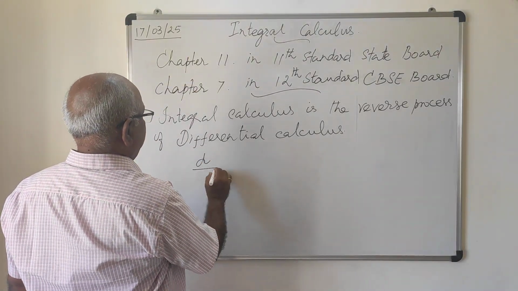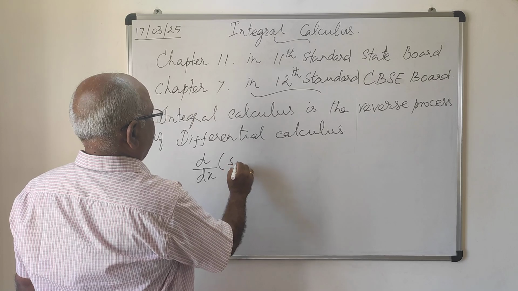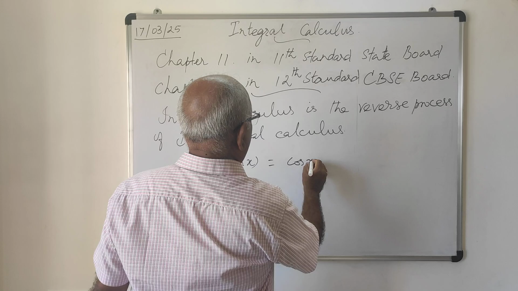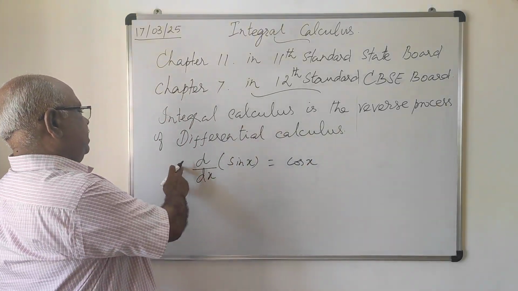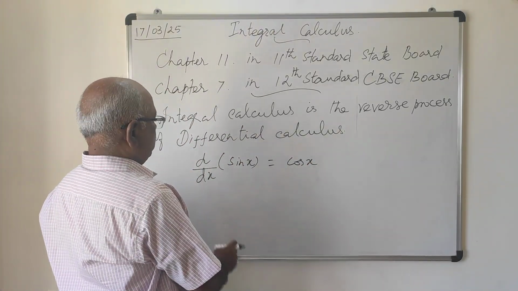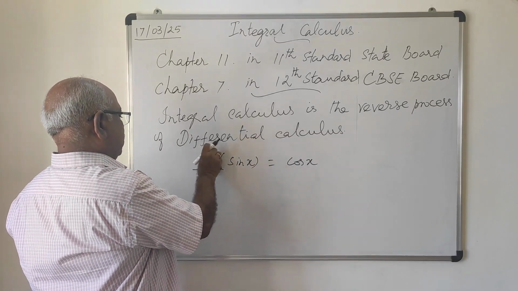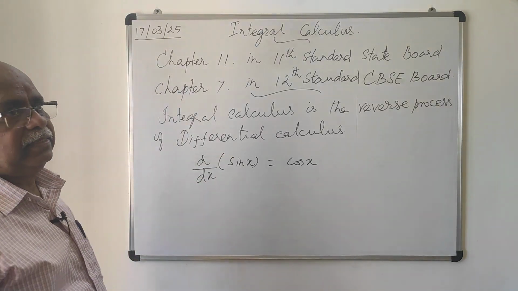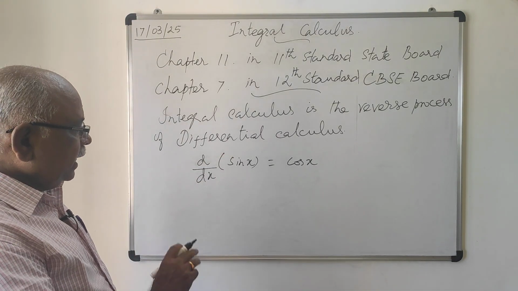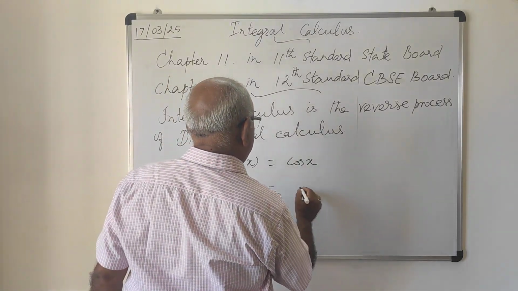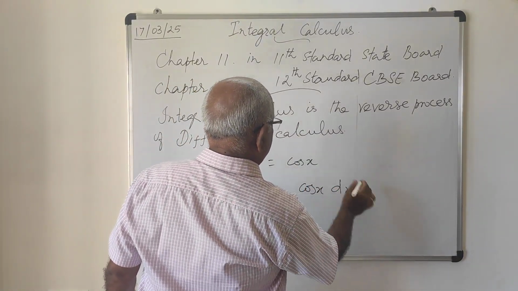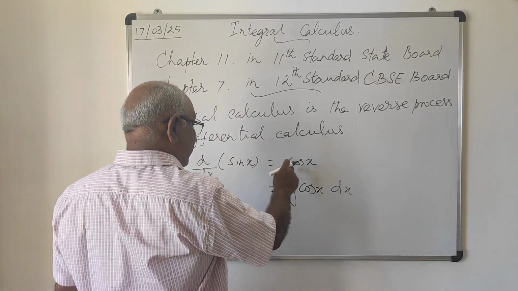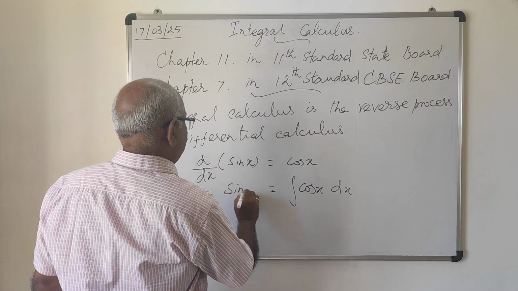Example, you know d by dx of sin x. The derivative of sin x with respect to x is cos x. We have seen in our differential calculus topic that d by dx of sin x is cos x. See, this d by dx becomes the integral symbol, cos x dx. This is integration. So, the integral of cos x is sin x.